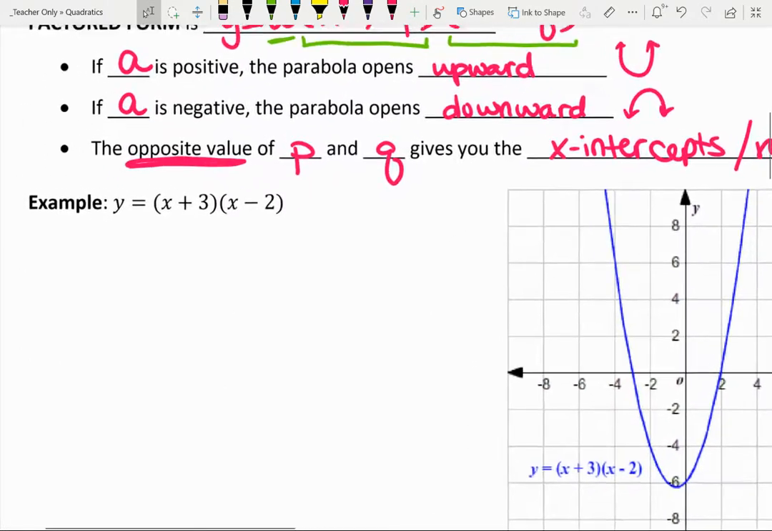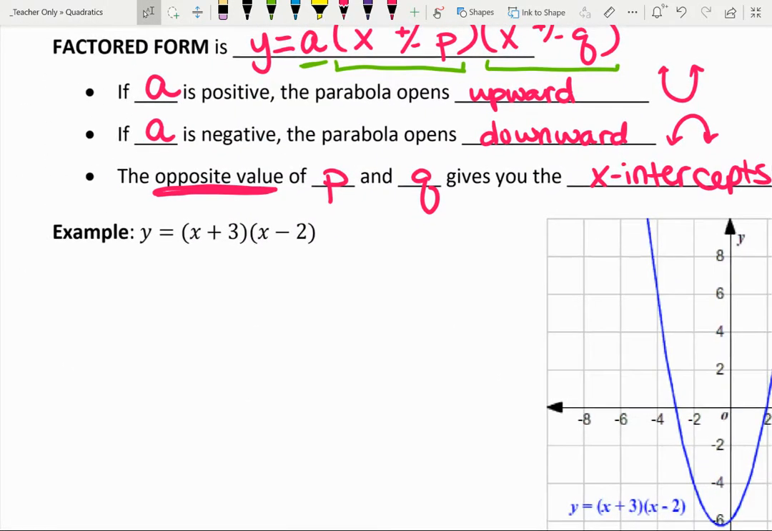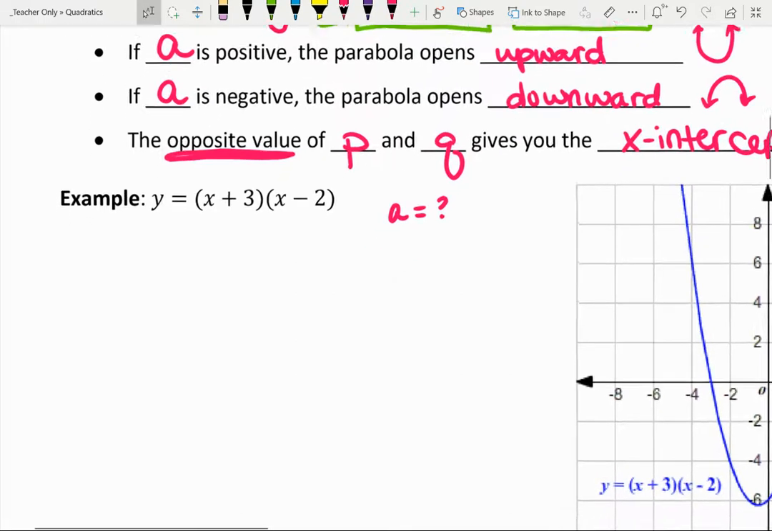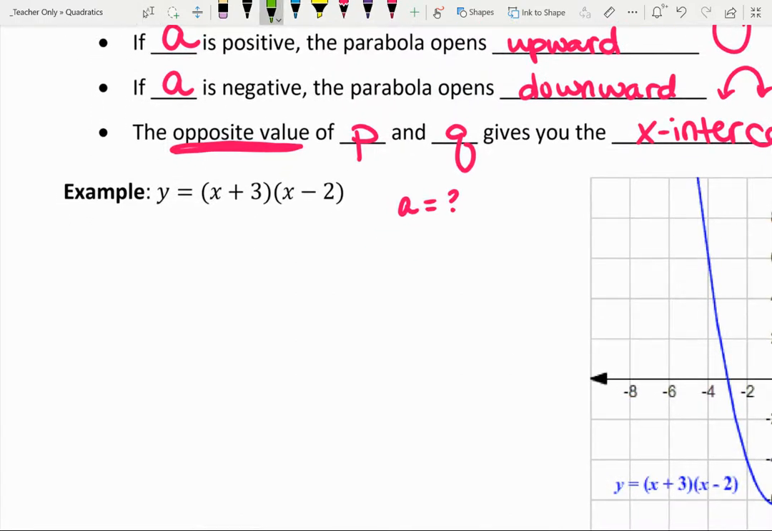So let's take a look at this example, y equals (x plus 3) times (x minus 2). And I just want to start with the a value here, because we don't really actually see an a value, but just because we don't see an a value doesn't mean it's not there. We have a ninja 1 in front of those. It's not going to be very useful. We don't need it. That's why it's not written. But it is helpful to remember that knowing that a is 1 will tell us that our parabola will open upwards.